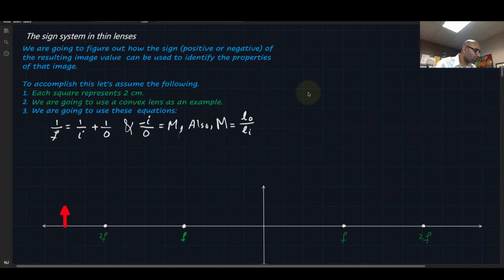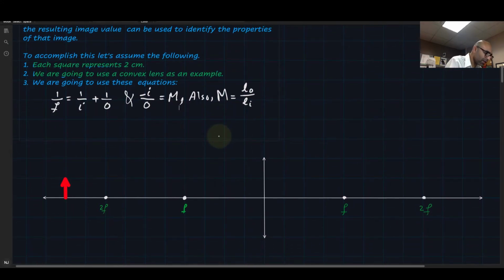Okay, so to figure this out, let's remind ourselves of the equation 1 over f, which is the focal length of the lens, is equal to 1 over I, which is the distance of the image from the lens, plus 1 over O, where O represents the distance of the object from the lens. We also may need to use this equation, minus I over O is equal to M. M is the magnification. This is another equation, but we're not going to use it for the magnification this time.